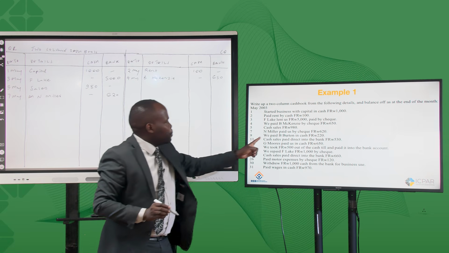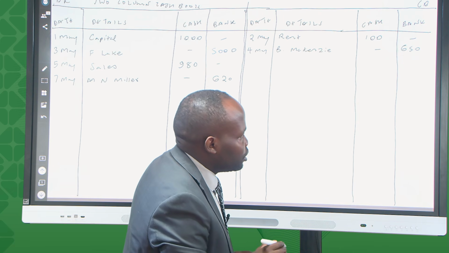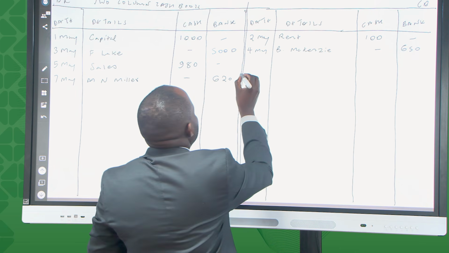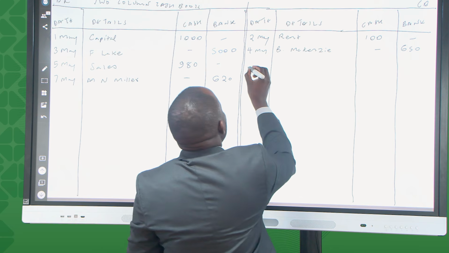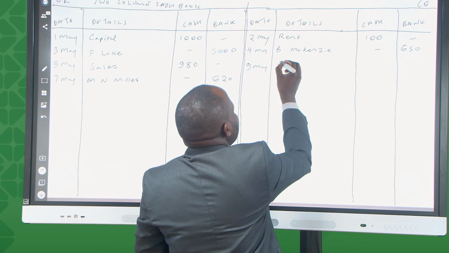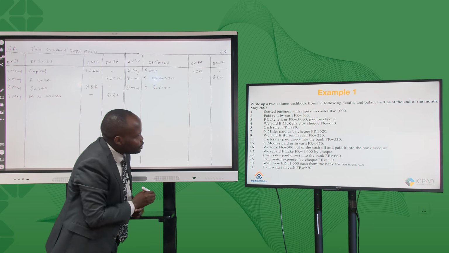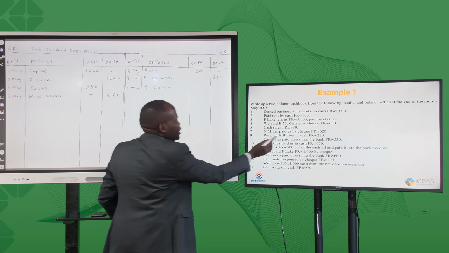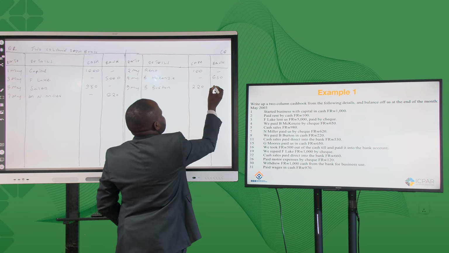Next, we paid B. Barton 220. So which date is that? We paid B. Barton, 9th May. We paid B. Barton by check, I suppose. Sorry, we paid B. Barton in cash, 220. So cash 220.